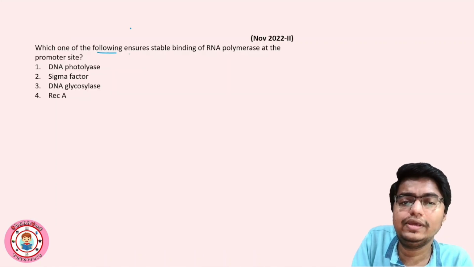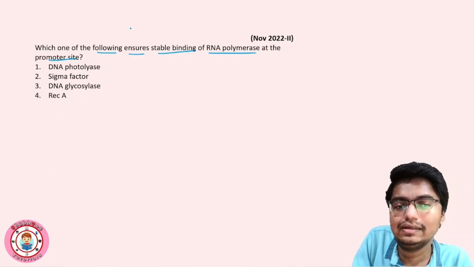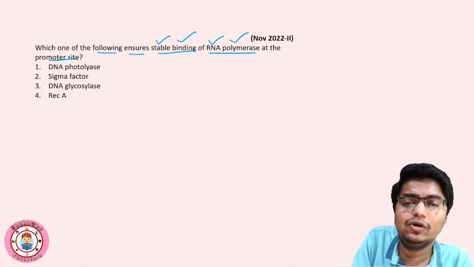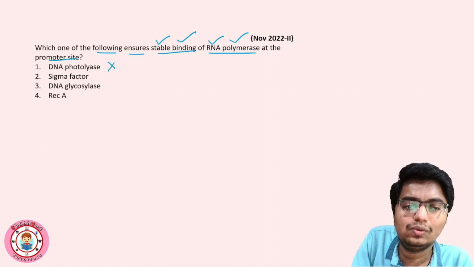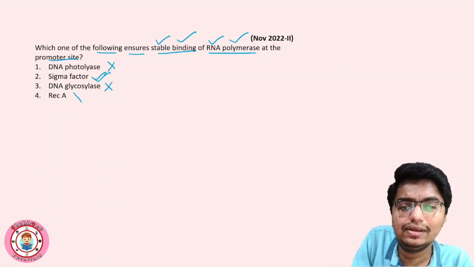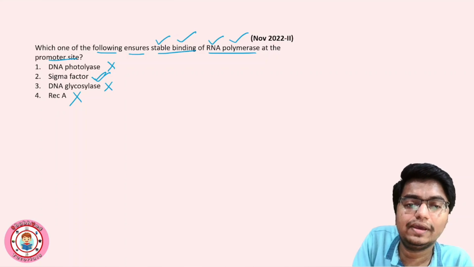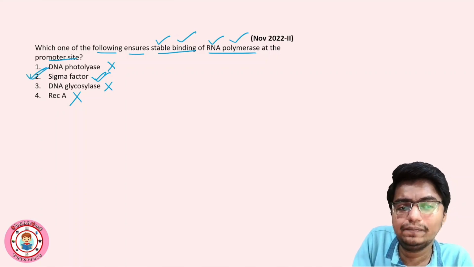Which one of the following ensures stable binding of RNA polymerase at the promoter site? Again, the same question. Stable binding of RNA polymerase, by which enzyme? DNA photolyase, no, this is involved in repair. Sigma factor, yes. DNA glycosylase is again a repair enzyme. RecA is also repair, in homologous recombination. So the answer is option 2. You can see so much repetition is there.